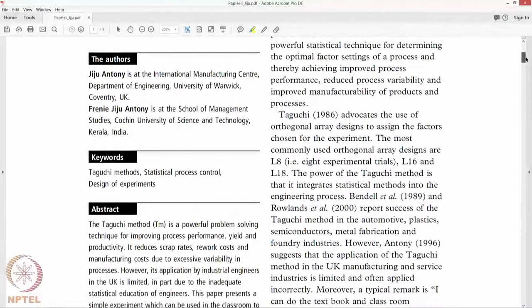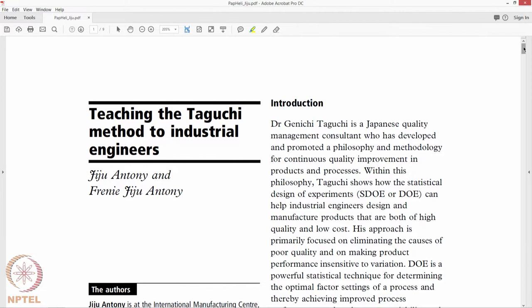So, let us see the organization of the paper. What is the title of this paper? It says Teaching the Taguchi Method to Industrial Engineers. The paper is based on the premise that industry necessarily needs to use Taguchi techniques to benefit. However, there is a resistance from industrial engineers to using them. So, this will serve as an enabler for them to use the Taguchi techniques, so that they know the advantage.